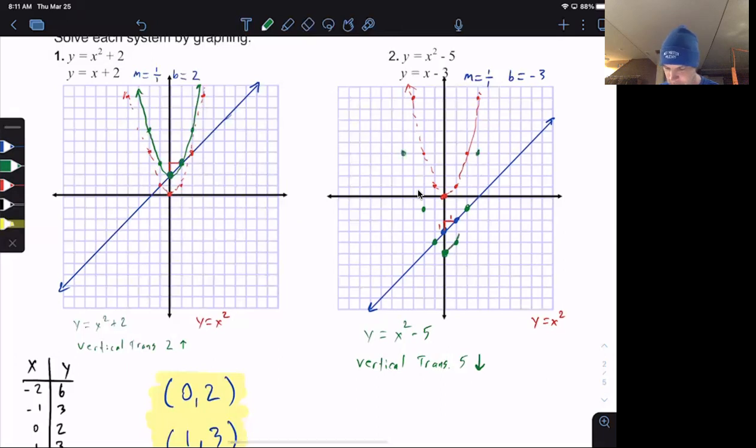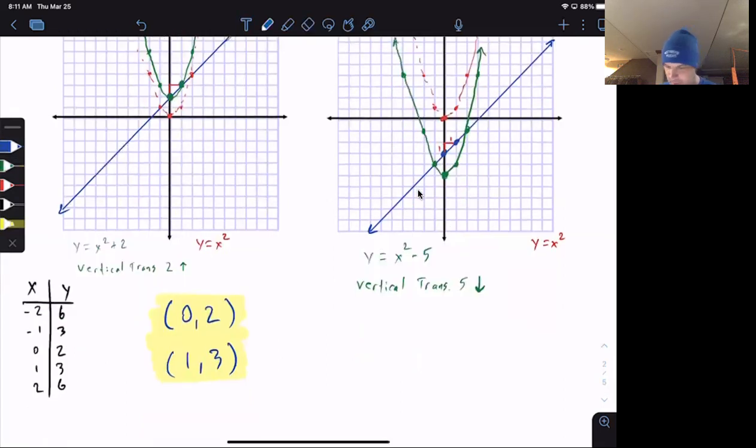So now when we actually graph this, whoa, that got a little bit weird. Let me fix that. Okay, we can see where they intersect. They intersect at, well, let me just mark them first. They intersect here and they intersect here. So that would be at -1, -4, and 2, -1, it looks like.